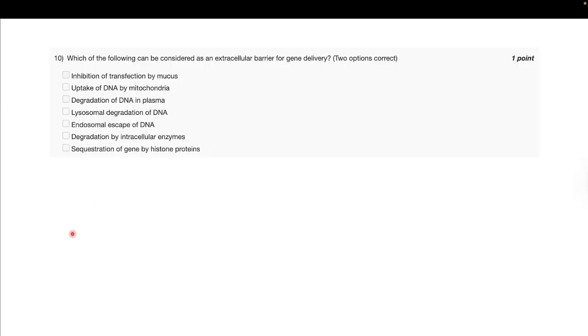Next is, which of the following can be considered as an extracellular barrier for gene delivery? We have to choose two correct options. We were just talking about this in the introductory slide, right? That there are a lot of barriers for gene delivery. We could segregate these barriers into either extracellular barriers or intracellular. So here we are supposed to choose two extracellular barriers for gene delivery. Please take your time in going through the options and let me know if anybody knows the answer.